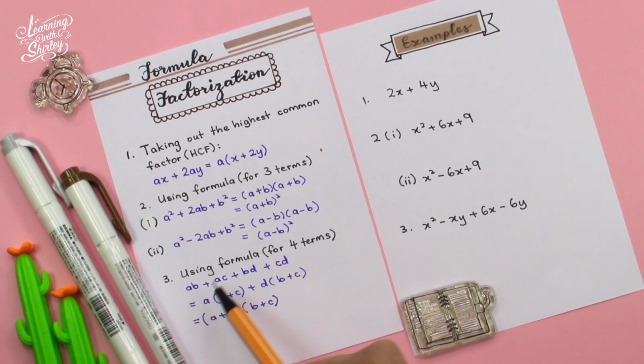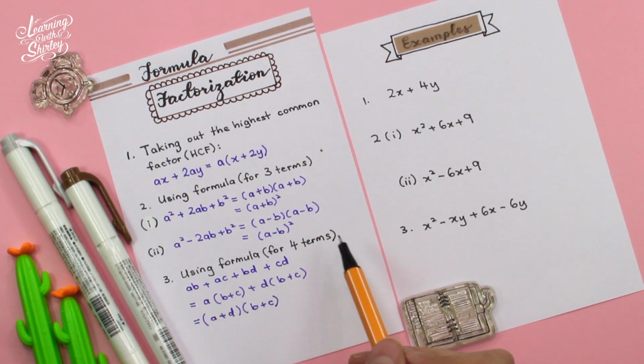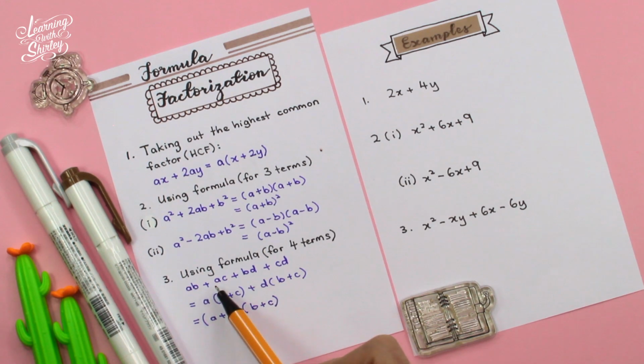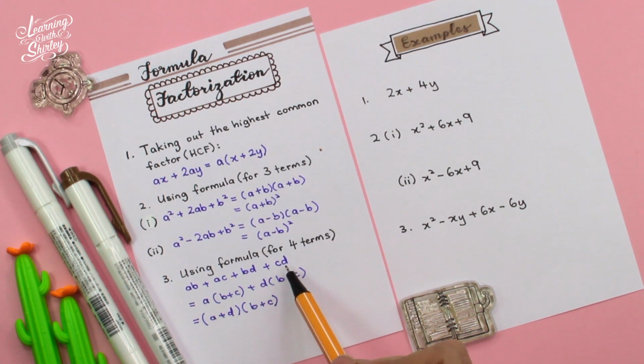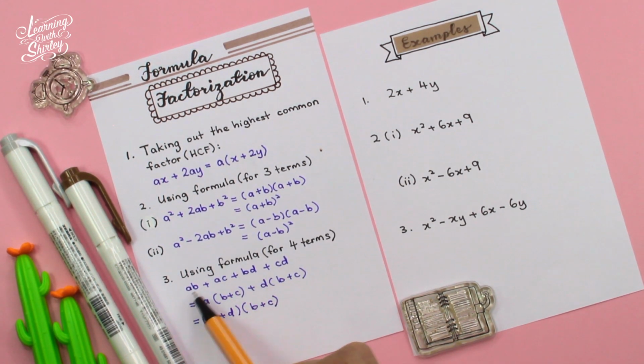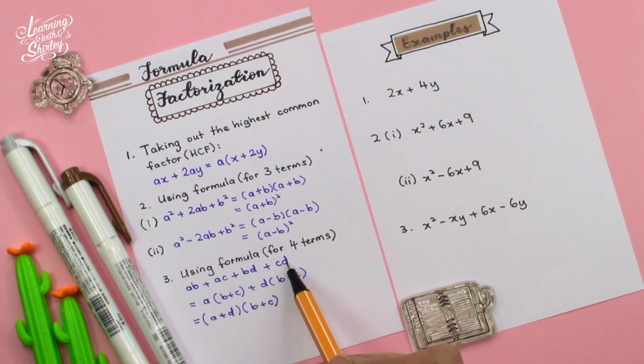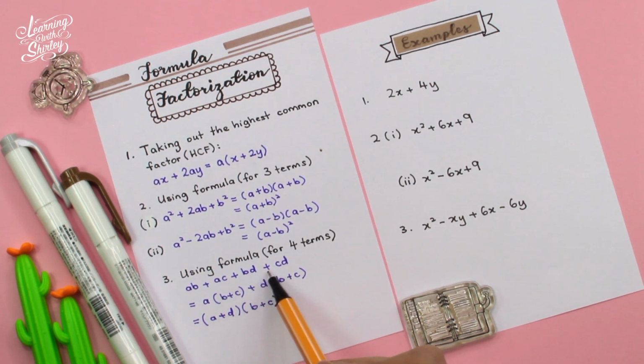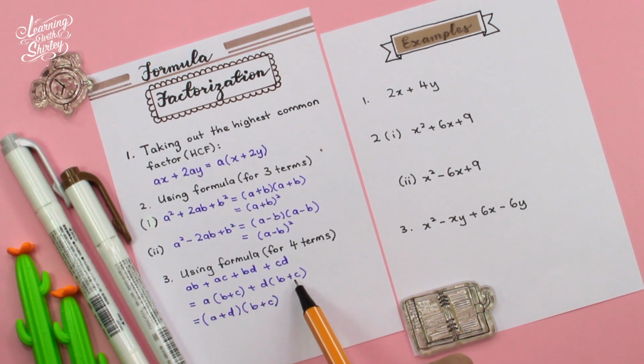And third method is by using formula for 4 terms. So let's say the question is ab plus ac plus bd plus cd. So let's look at the first 2 terms first. The HCF for the first 2 terms is a. So we take out the a, we get b plus c. Then write it down here. And then bd plus cd. So the HCF for these 2 terms is d. We take out the d. So in the bracket is b plus c. And you bring it down here.